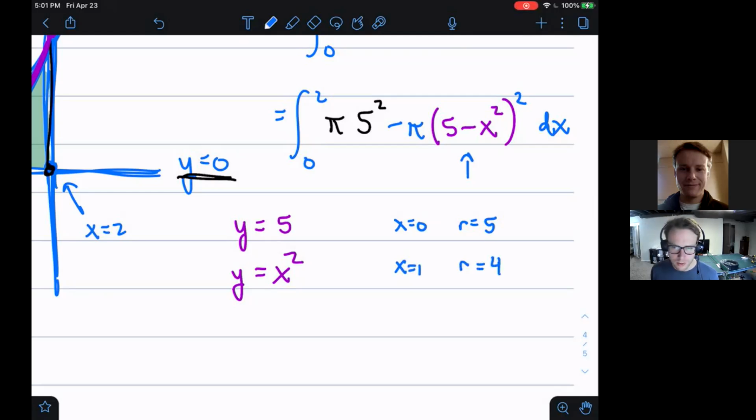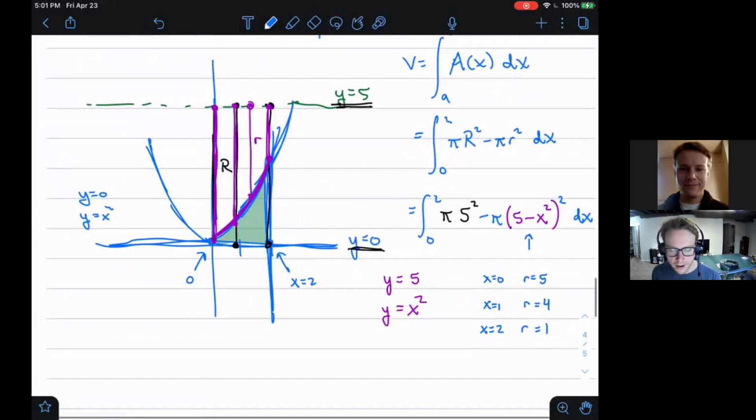So that's going to be 5 minus 1, which is 4. And finally, at x equals 2, our inner radius is going to be 5 minus 2 squared, or 5 minus 4, that's going to be 1. And you could go back and verify, right?